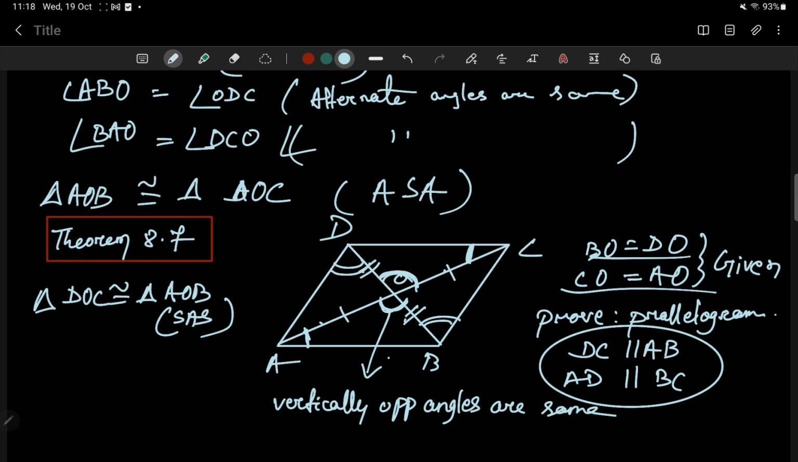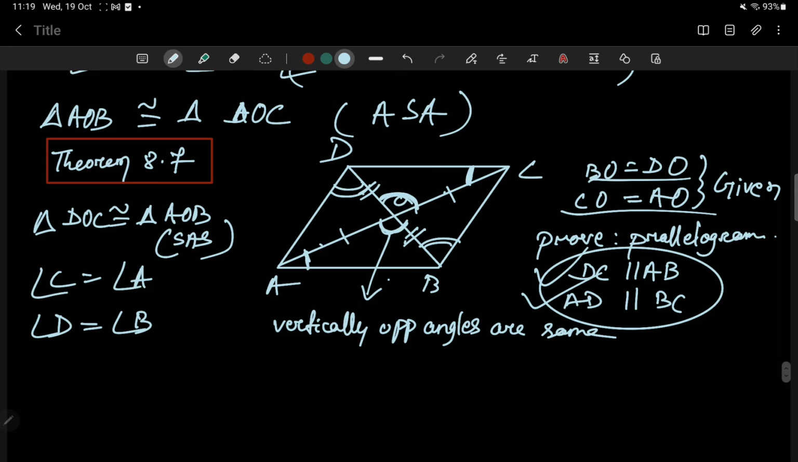So both are congruent, hence we can say that angle C equals angle A. Yes or no? Angle C equals angle A. Also we can say that angle D equals angle B. So hence these both are parallel, and we can say that this is a parallelogram. Okay, I hope you understood.